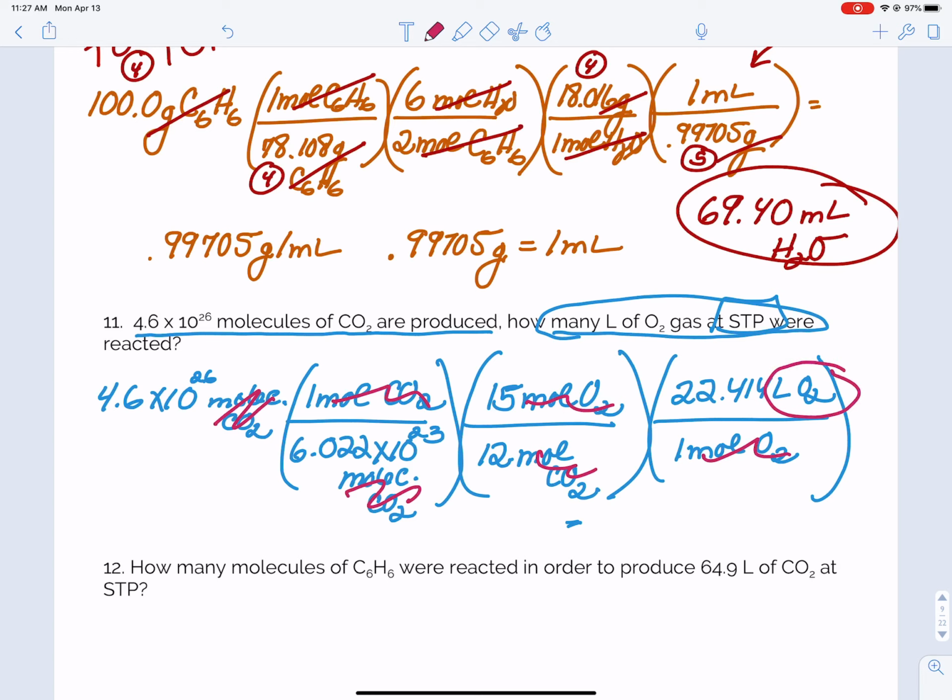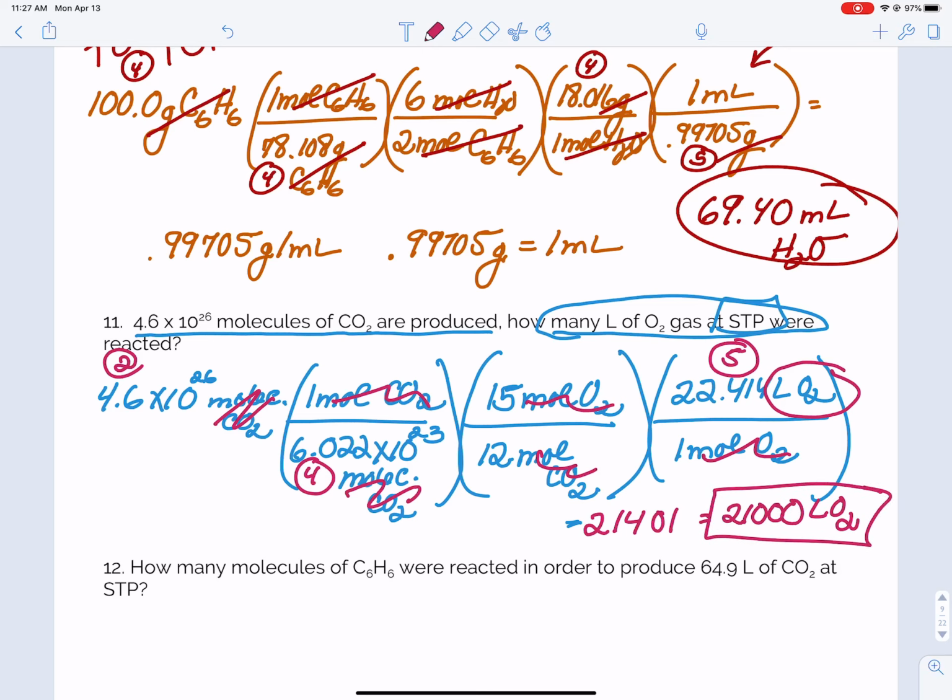There we go. Moles of oxygen, moles of oxygen. So what unit is left? Liters of oxygen. That's what I want. My calculator gives me 21,401. But this 4.6 times 10 to the positive 26 molecules only has 2 sig figs. So it sort of doesn't matter that the 6.022 has 4, and this one has 5. My answer should only have 2, so actually just 21,000 liters of oxygen gas at STP.